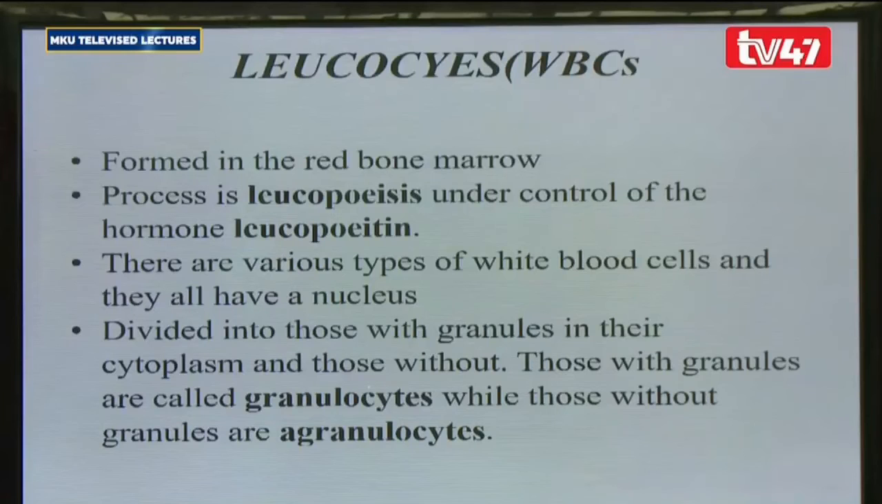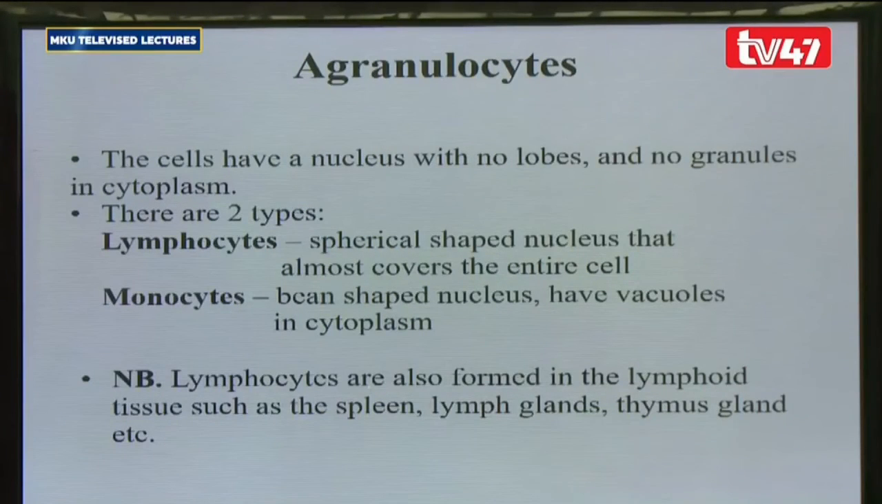Now for the white blood cells, we have those that have granules in the cytoplasm, and those without granules in the cytoplasm. So we divide the white blood cells into those with granules in the cytoplasm, which we call granulocytes, and those without granules in the cytoplasm, which are called agranulocytes. Agranulocytes means absence of granules. For the white blood cells, therefore, unlike the red, we have different types.